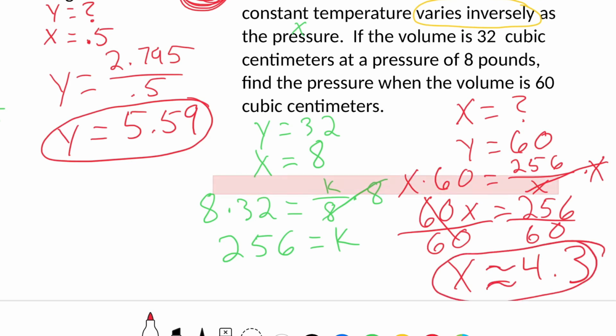And that would be our answer for number 7.